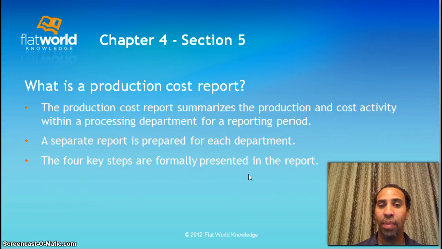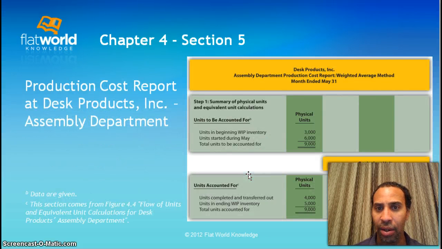The four key steps are formally presented in the report. And here you go, you see step one, summary of physical units and equivalent unit calculations, which is what we did. Units to be accounted for, so physical units: 3,000 in beginning work in process inventory. Units started during May is 6,000. Total units to be accounted for is our 9,000.